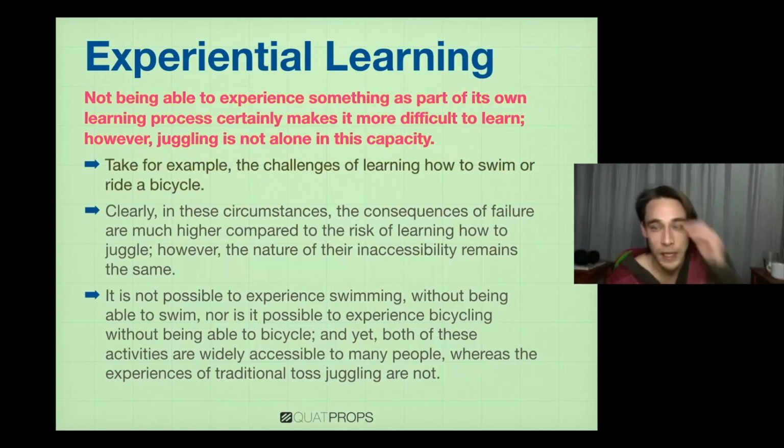The classic examples are swimming and bicycling. The majority of people know how to do one of these activities. But the thing is, in these circumstances, the consequences of failure are much higher compared to the risk of learning how to juggle. However, the nature of their inaccessibility remains the same. I think that's the key difference between these activities and why it helps explain why for so long in juggling we failed to apply these same learning strategies when it's so obvious, because there was no risk. There's no physical risk when you're learning to toss juggle.